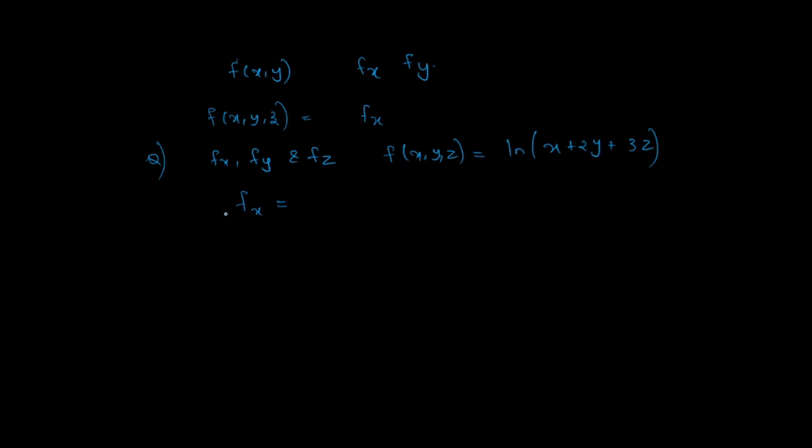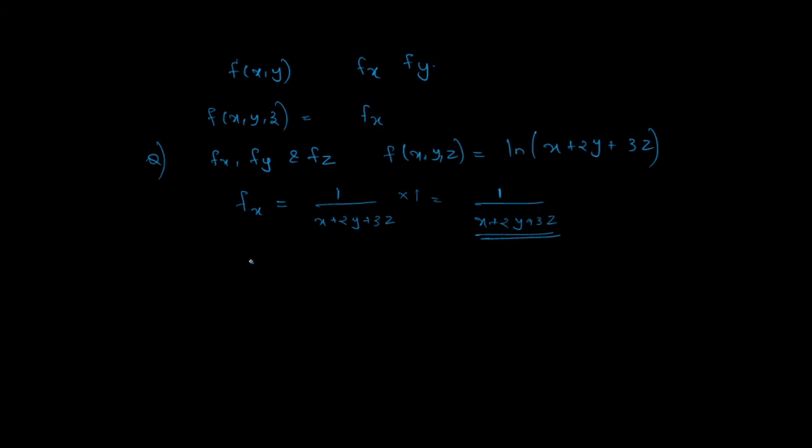Fx means we are going to differentiate partially with respect to x, keeping y and z as constants. So for fx, we are finding the derivative. The derivative of log of something should be 1 by x plus 2y plus 3z. Now we have to find the derivative of x plus 2y plus 3z. Here y and z are constants. Therefore, we have to find the derivative of x, which is nothing but 1. Therefore, fx is 1 by x plus 2y plus 3z.